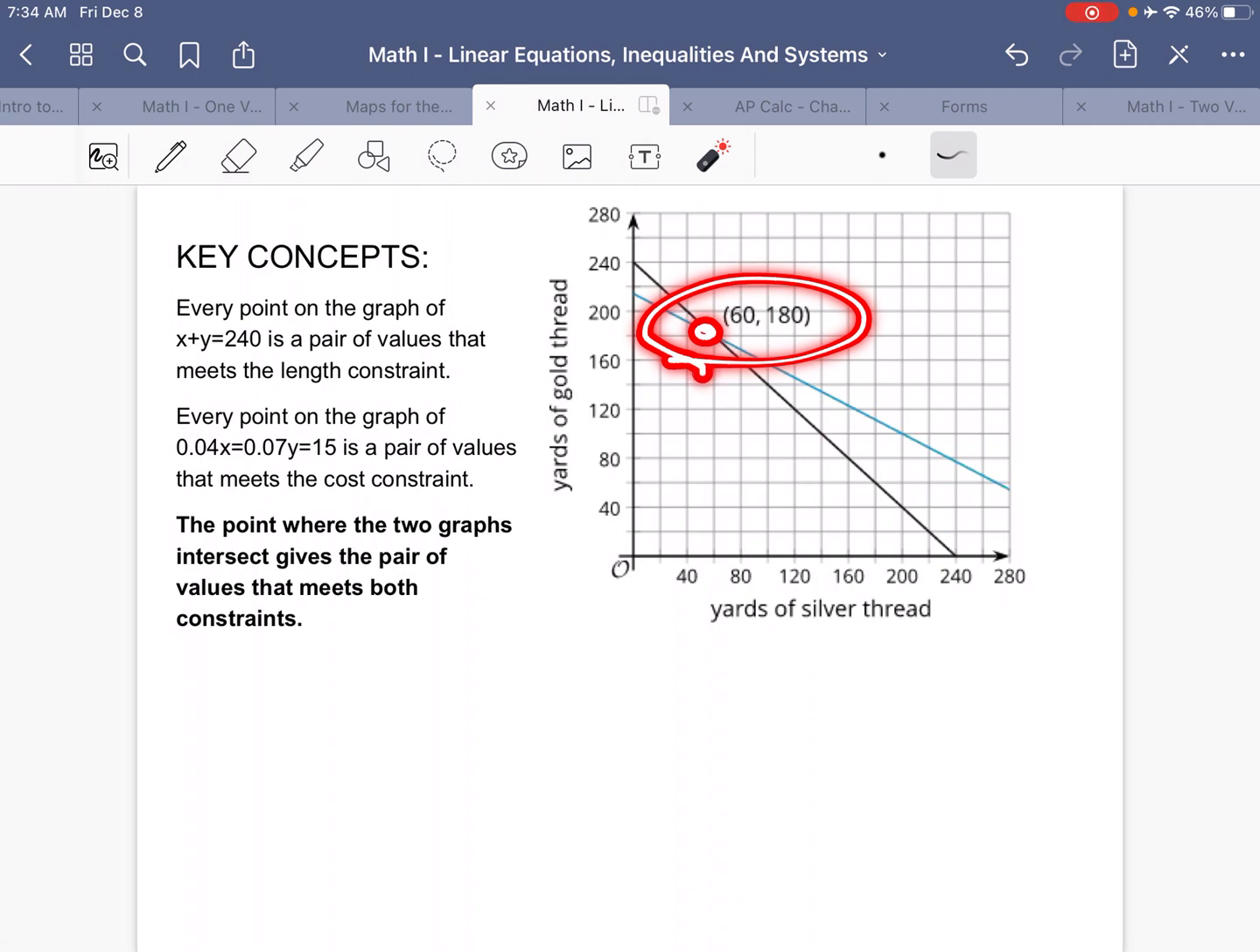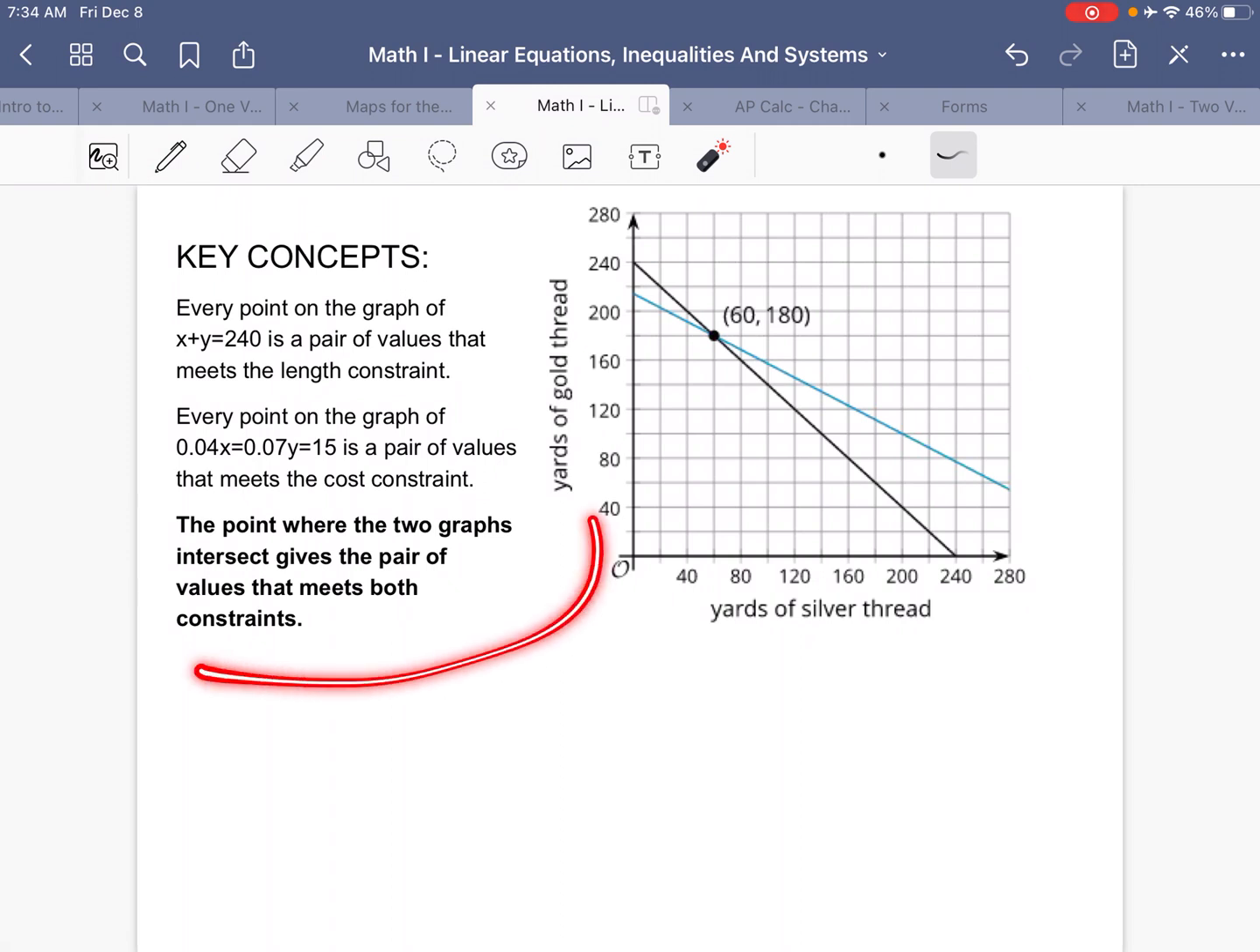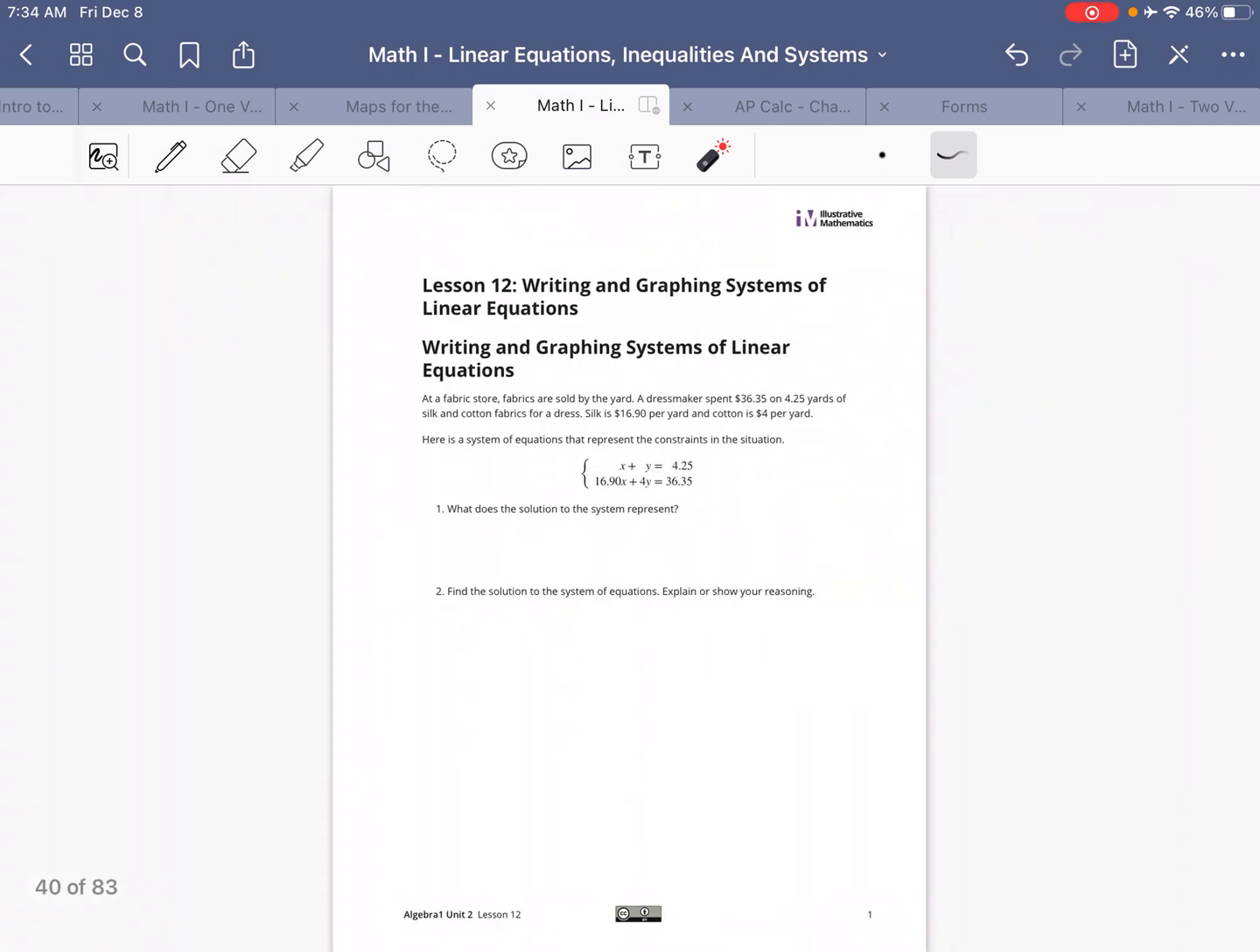It's a point on both lines, which means it's a solution to both equations, which means it is the pair of values that make both of these equations true at the same time. So, the point where two graphs intersect gives the pair of values that meets both constraints.